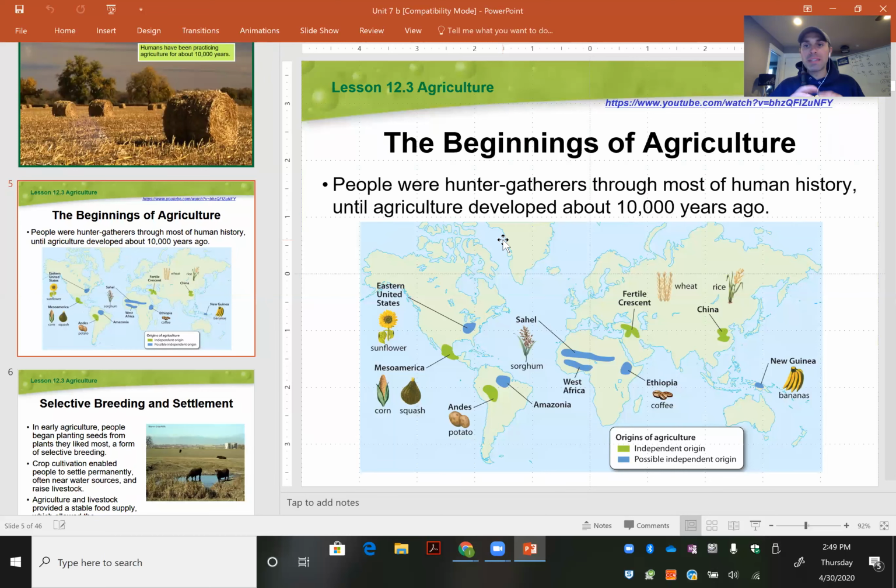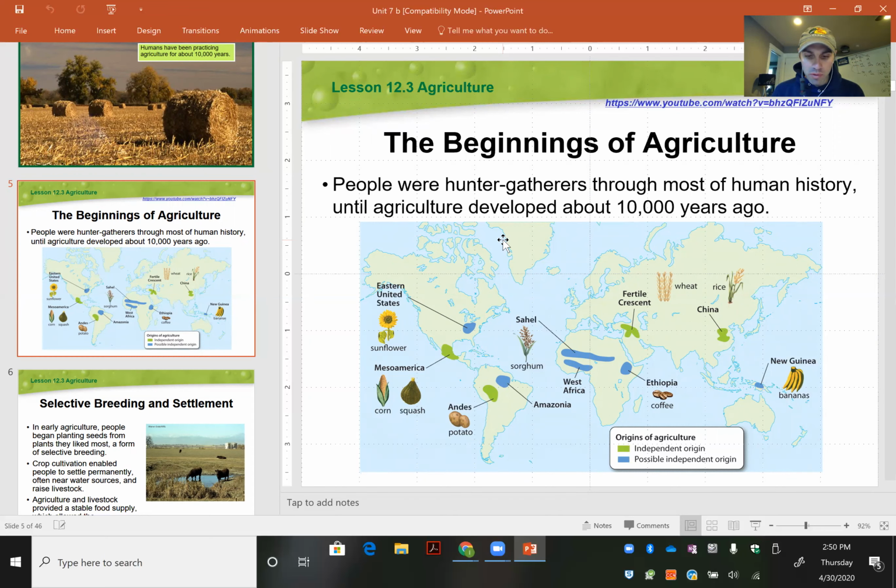We saw agriculture beginning about 10,000 years ago, and we changed from this hunter-gatherer aspect to now this stationary. We're going to stay in one spot. We're going to spread seeds and see what grows, and we all of a sudden have now just adopted agriculture. So there is the answer to number one. Okay, number two.